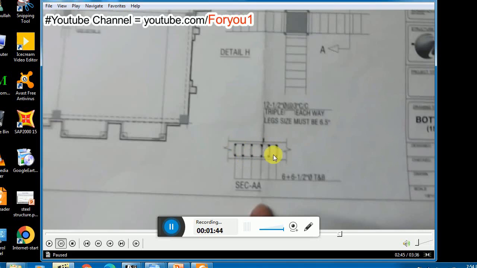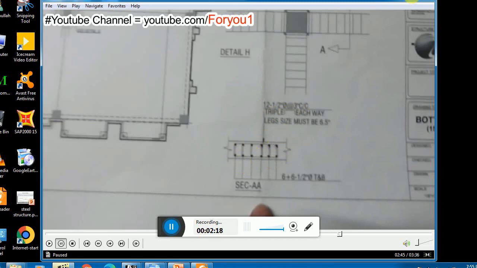Remember, if you have 6 legs, this means you have to provide 6 horizontal bars, the same bars as those which you are placing for flexure control as main bars. So the same bars you can place: 6 bars down and 6 bars in the upper portion, so that's why you have to place a total of 12 horizontal bars. And here you see triple stirrups, which means you have to provide 6 legs.